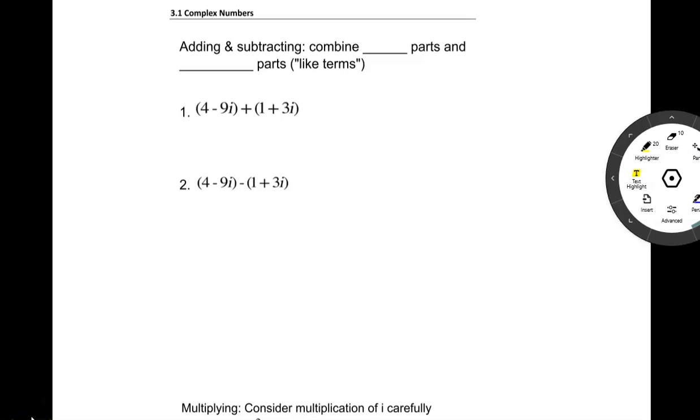Okay, let's do a little arithmetic with complex numbers. Adding and subtracting is pretty straightforward. When you're adding two complex numbers, you add the real parts together, and you add the imaginary parts together. You can't combine the two. So this first problem, we're just adding complex numbers, 4 minus 9i. Just for review, the real part of this first complex number is 4, and the imaginary part is 9.